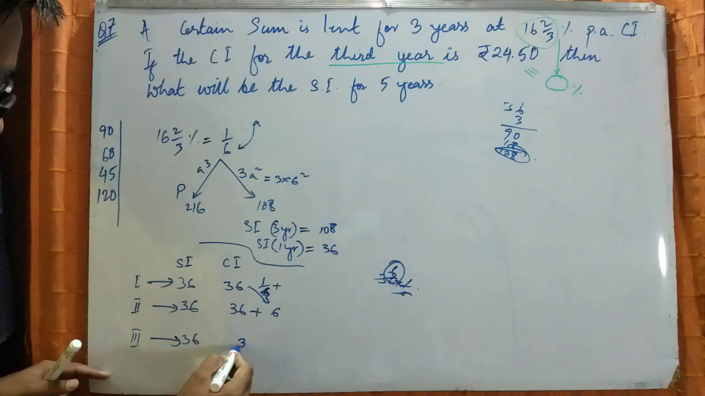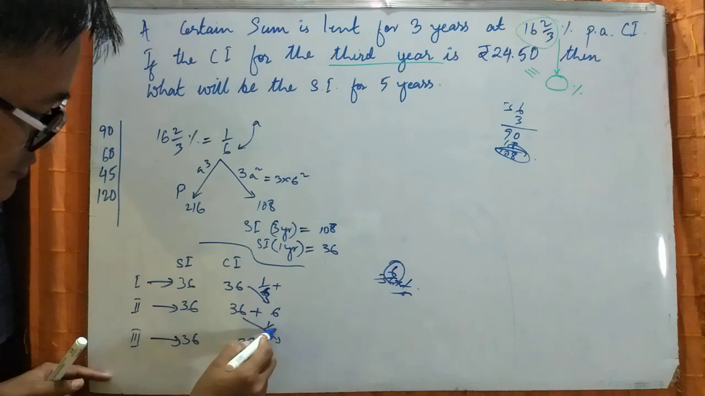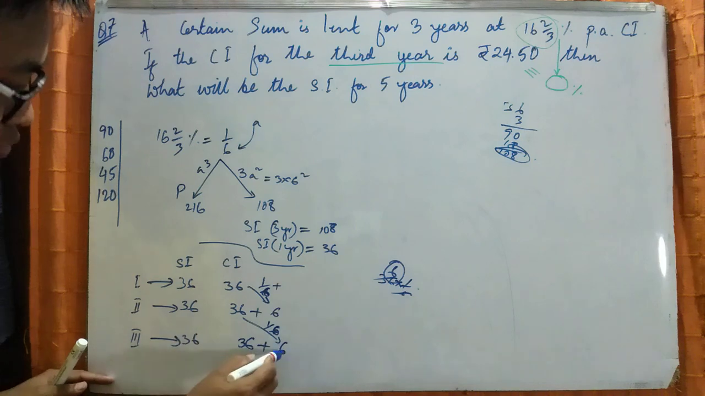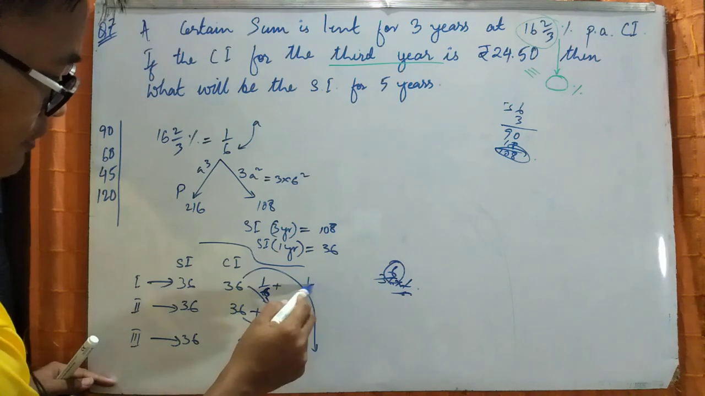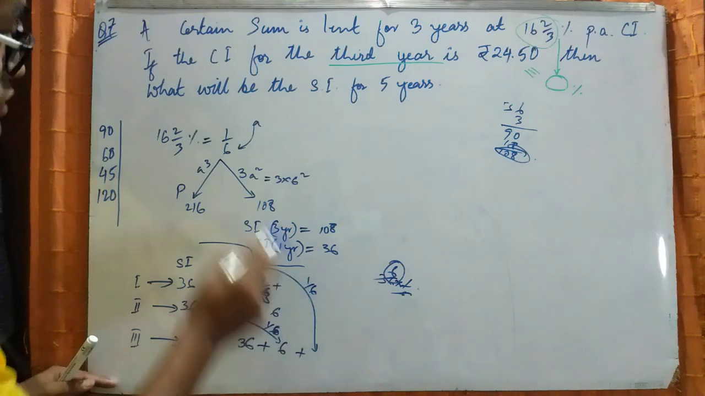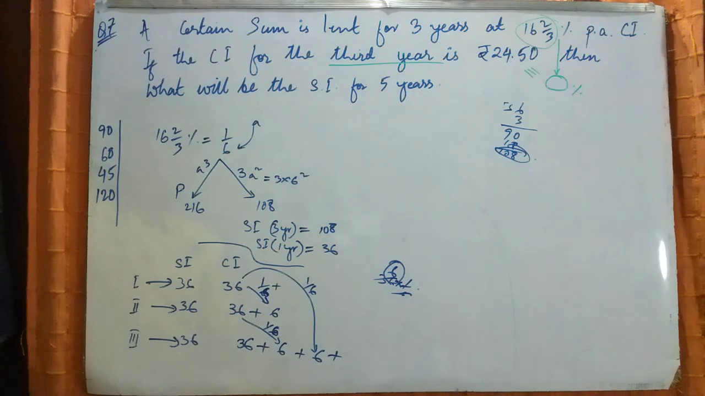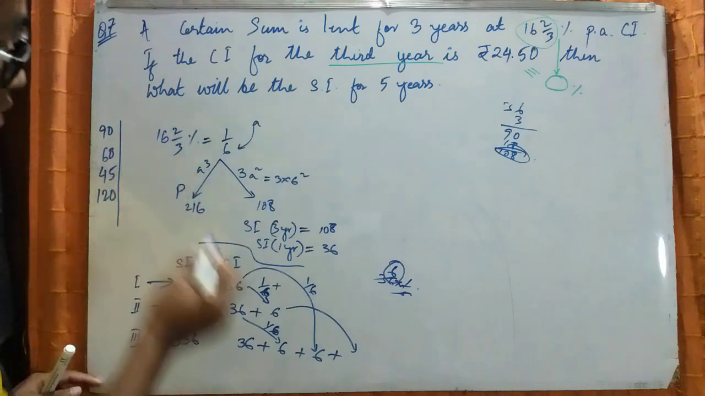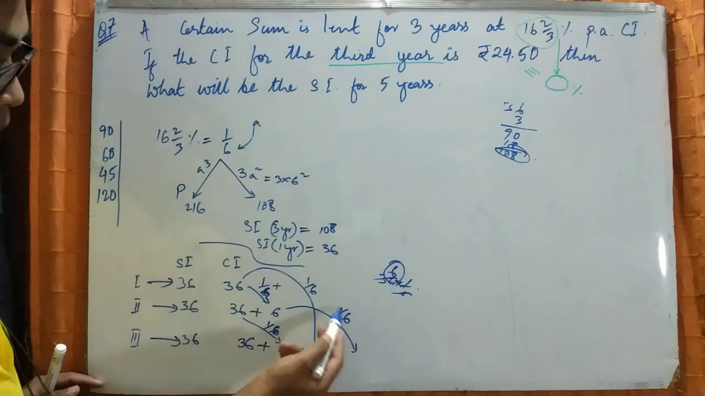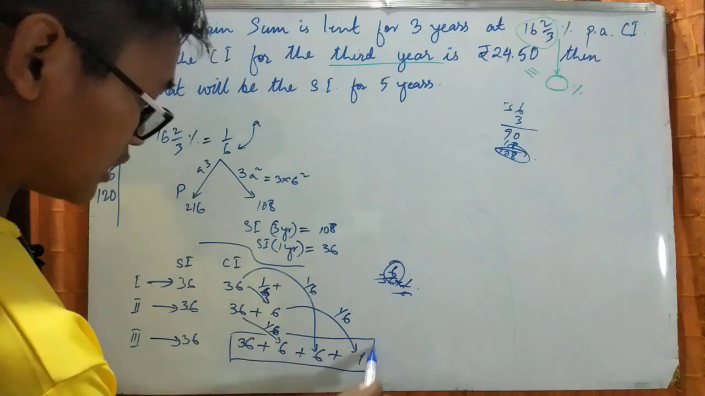For the third year, the simple interest is 36 again, plus the interest on the previous interest. 1 by 6 of 36 is 6, plus 1 by 6 of 6 is 1. The rate is 16 2 by 3%, which is 1 by 6. This is the compound interest for the third year.